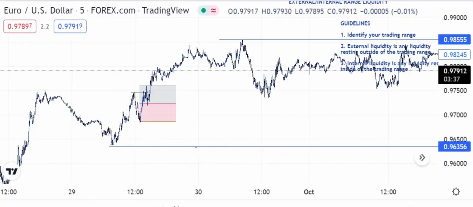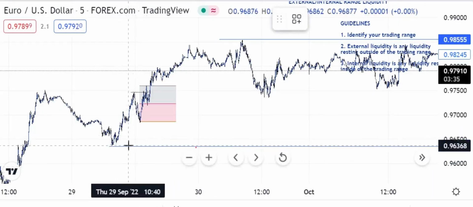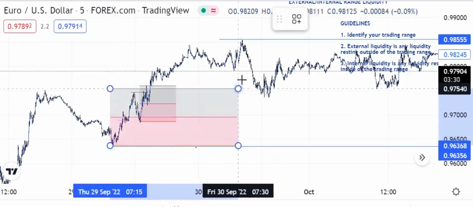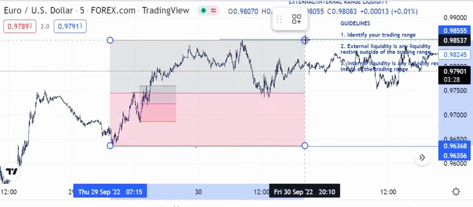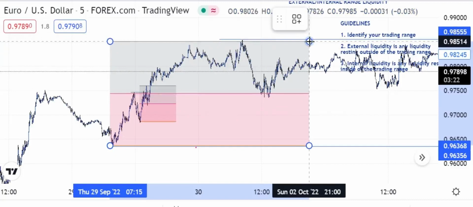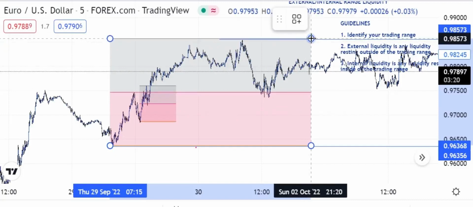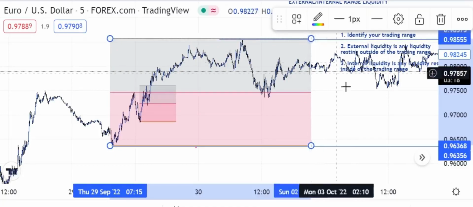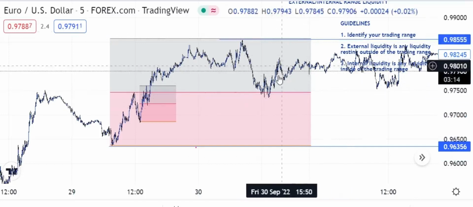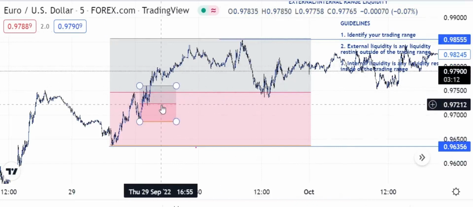Okay, so this is your higher time frame trading range. I want you to realize that this is your high and this is your low, this is your high. So we are operating within this higher time frame trading range, which is the 15 minutes trading range. Now this is your 5 minutes trading range.